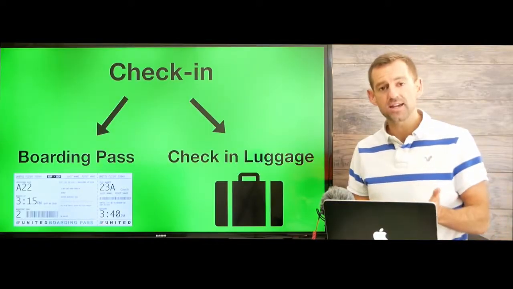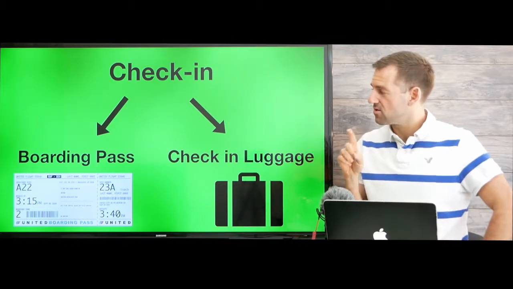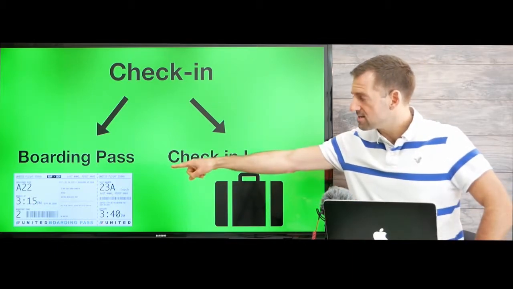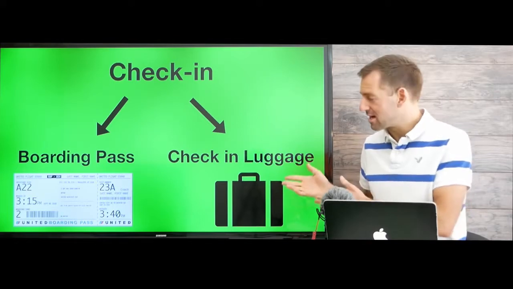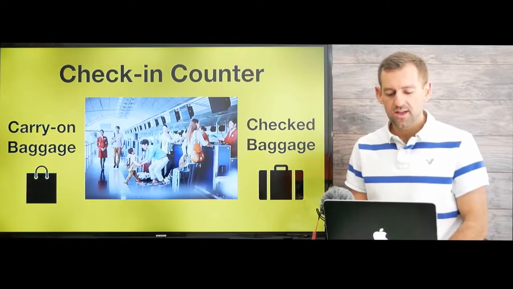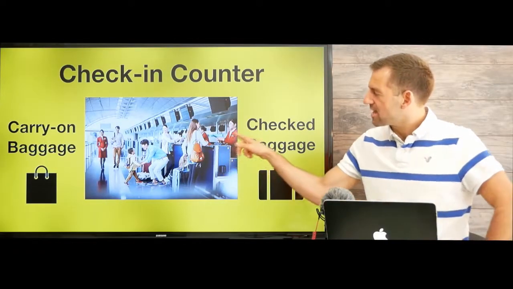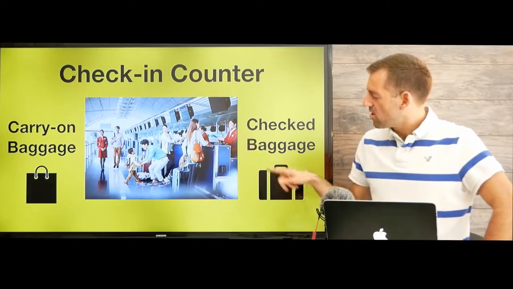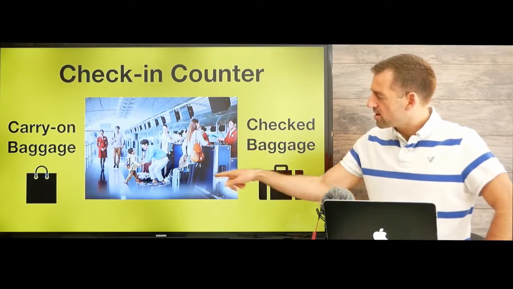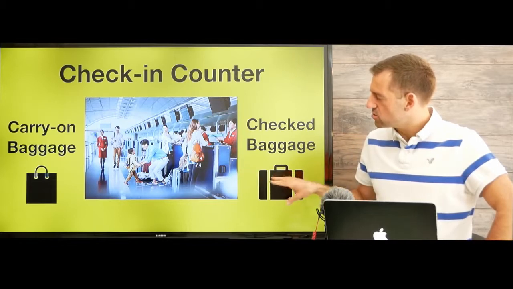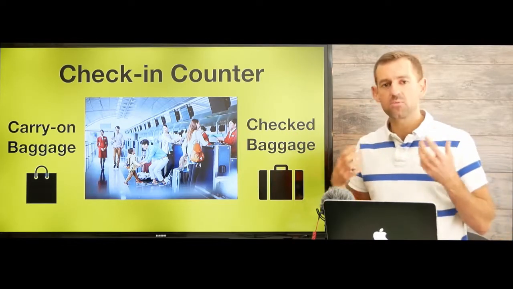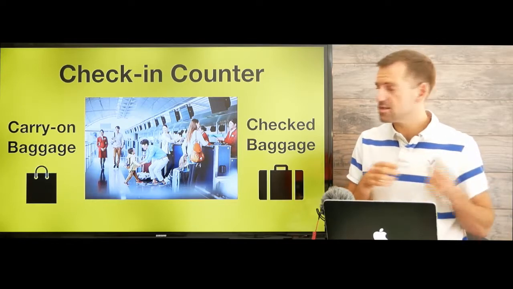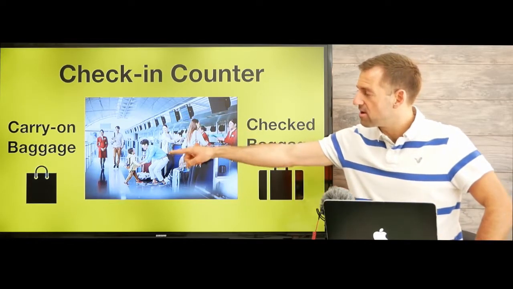Now, at check-in, you're going to do two things, right? You're going to get your boarding pass and you're going to check in your bags, your luggage, right? So, let's say we're at the check-in counter here. Our suitcases are going to be checked right here, and our suitcases are called checked baggage. Now, any bags that we want to take onto the plane with us, that's called carry-on baggage.